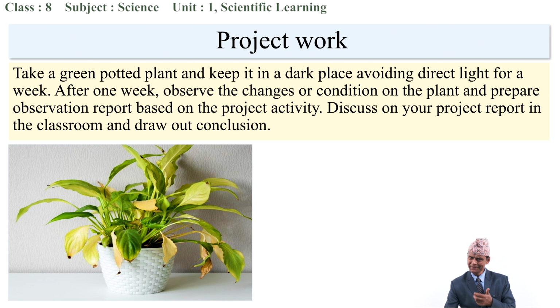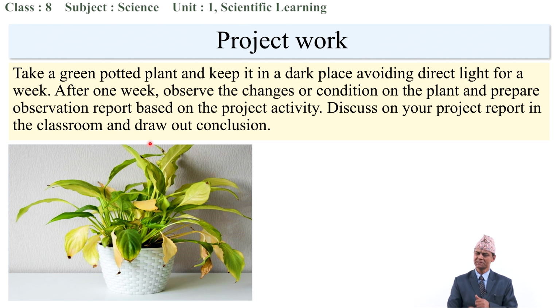Then what would happen? After one week, observe the change or the condition of the plant and prepare an observation report. What did you observe on the 2nd day, 3rd day, 4th day, 5th day, and ultimately up to the 7th day? You prepare one day-wise rubric table, and mention the changes observed in the plant in that project activity. And after preparing the report, discuss it in your classroom and draw out a conclusion. Can you do it?